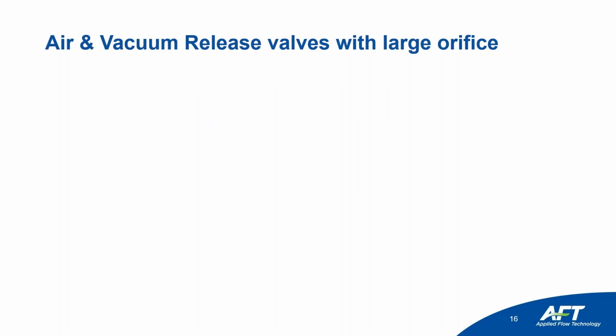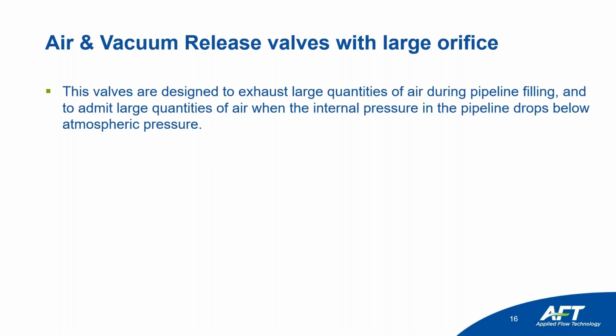Now let's see the second type of air valves, air vacuum relief valve with large orifice. These valves are designed to exhaust large quantities of air during pipeline filling and to emit large quantities of air when the internal pressure of the pipeline drops below atmospheric. In other words, they're designed to release a large amount of air when filling your pipe and emit also air for vacuum protection.